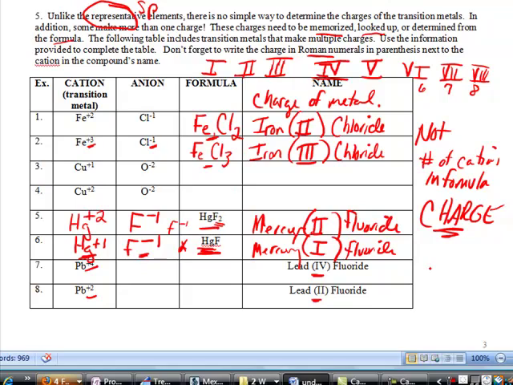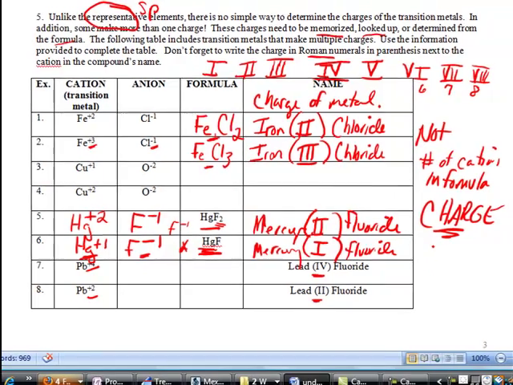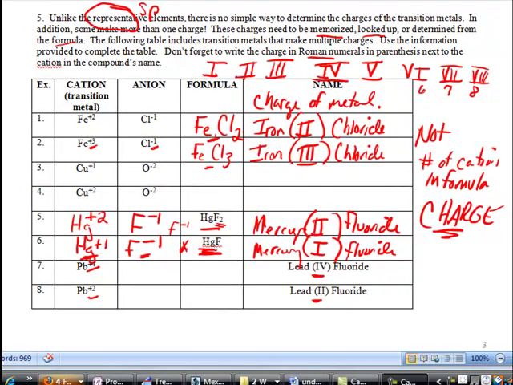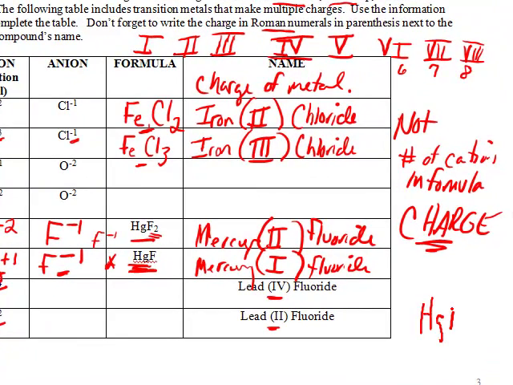The other way I could have done that was uncrisscrossed. So if I uncrisscross, I could have written HgF2. Take the 2 here, put it up. Remember, it's going to be positive because it's a cation. Cations always come first. Take the imaginary 1, put it over here.